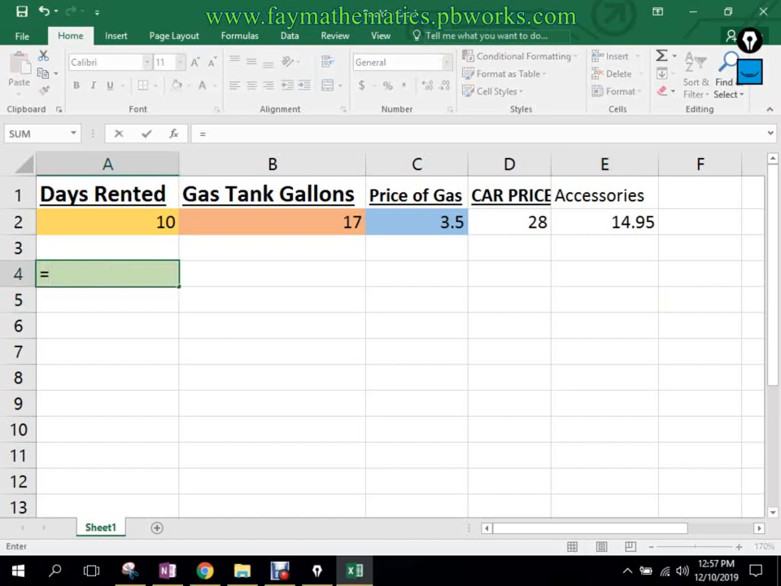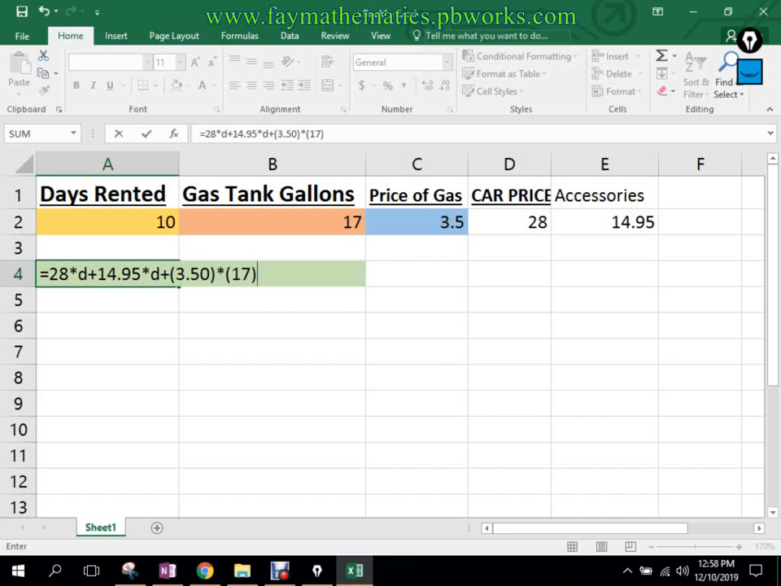So our equation would have been the car price, which was 28, times the number of days, right? Plus then the 14.95 times the number of days, right? Plus then the price of gas times the number of gallons, right? Okay. So now I'm just typing in right now what our specific scenario was, but this is how we program computer programs to tell us what the total is based on different criteria.